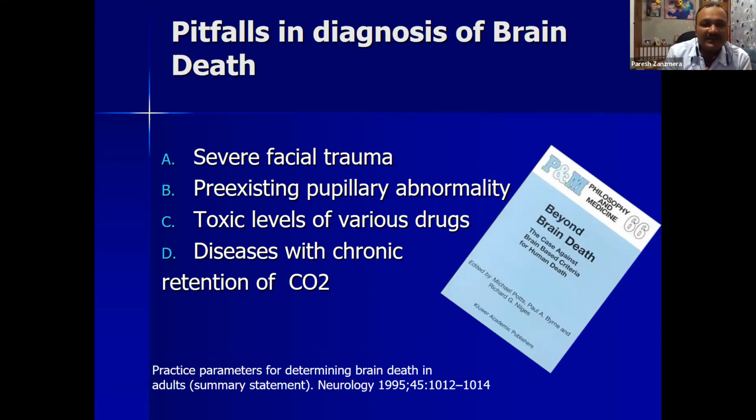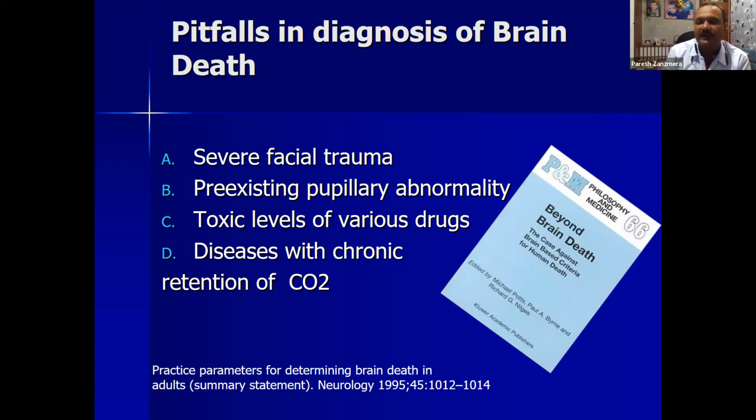So if the patient has severe facial trauma, then we will not be able to examine the pupillary reflex or corneal reflex. Or if there is an existing pupillary abnormality, then the tests that we discussed for brain death or brainstem reflexes may not be that valid, or we will not be able to do them with that confidence level, right? So these are the patients in whom you will require ancillary tests, for example EEG or TCD or anything else, right?